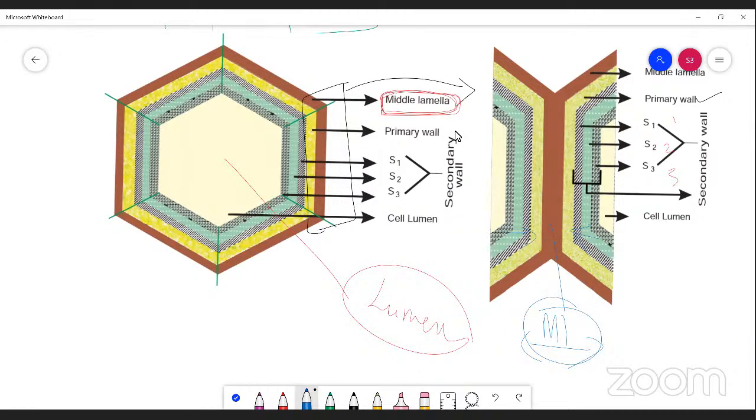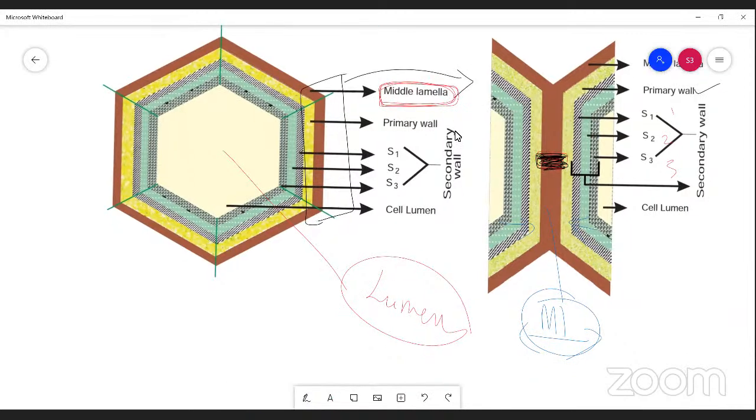Okay, this middle lamella has a minute pore called a plasmodesmata. I want to represent it in black color. This plasmodesmata is a minute pore that connects two adjacent cells, through which some cell material is exchanged from one cell to another cell. That is the role of plasmodesmata.